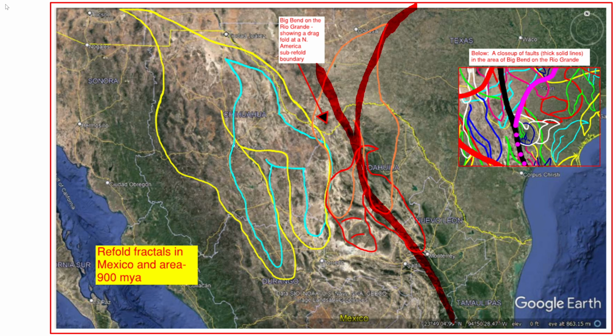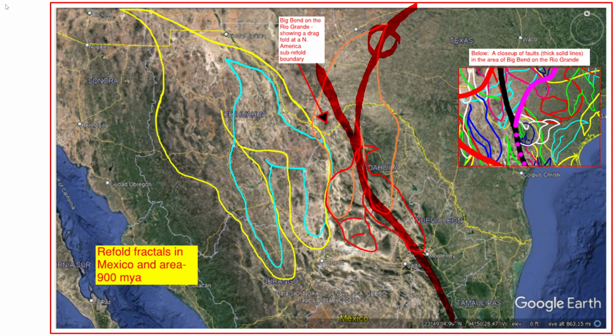Okay, what you see here is fractals that are in mostly Mexico and southern United States. And there's an insert on the right that shows the same area with the faults in the area. So what I did, I put them in red highlighter. And the one that's in pink, shown by the red dots in pink on the insert, is this fault here that I'm circling.